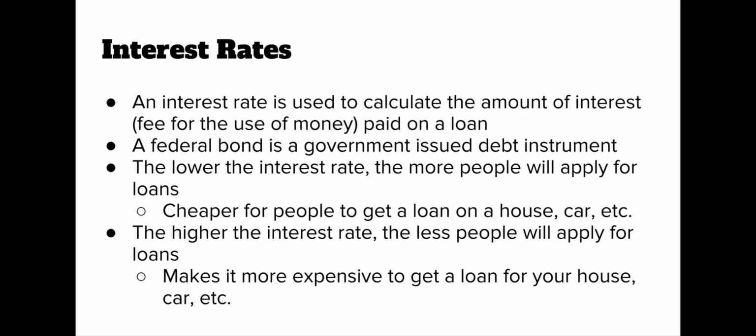And looking at interest rates, they're used to calculate the amount of interest, or the fee for the use of money, paid on a loan. So you buy a car, typically you get a loan. You go to college, typically you get a loan. And the interest rates are essentially what the bank makes back on loaning you that money. A bond is issued by the government, and it's a debt instrument. All right, so they will sell these bonds out and pay out interest rates, or you will have to pay interest rates depending on which side it works.